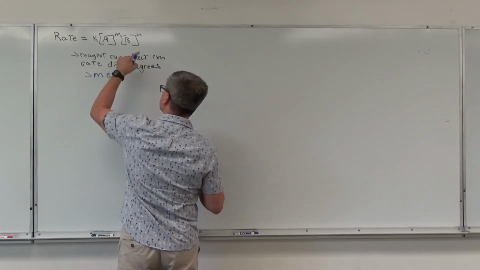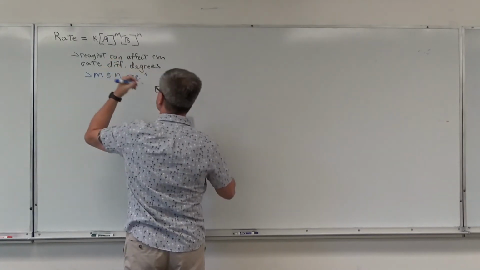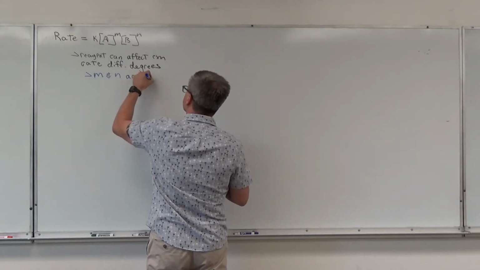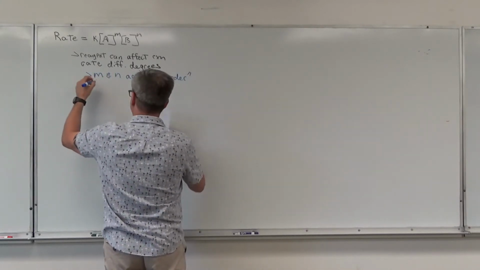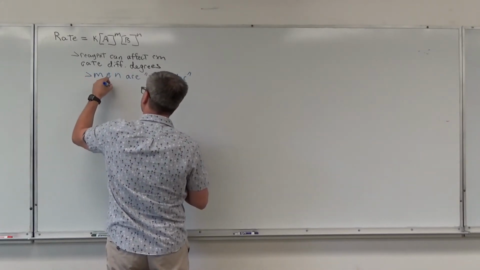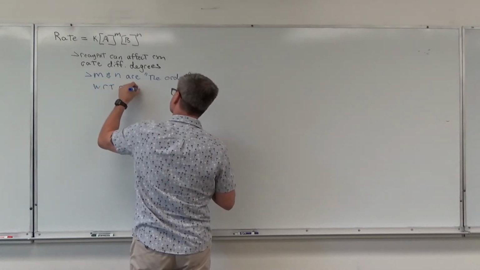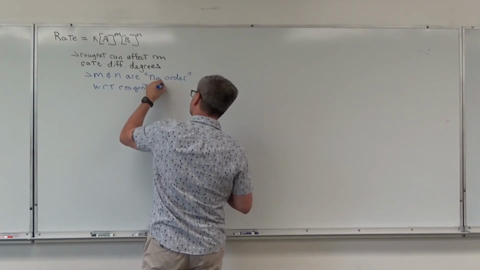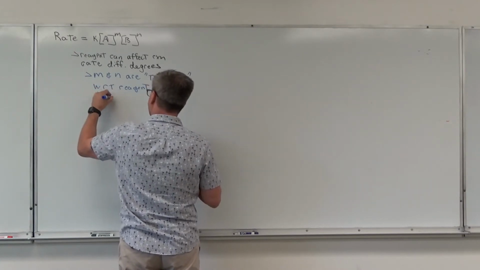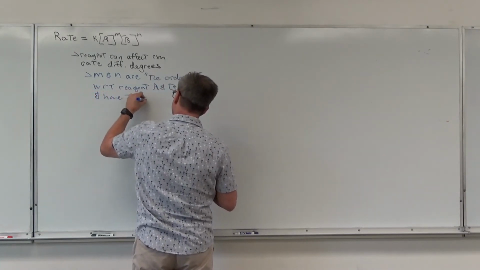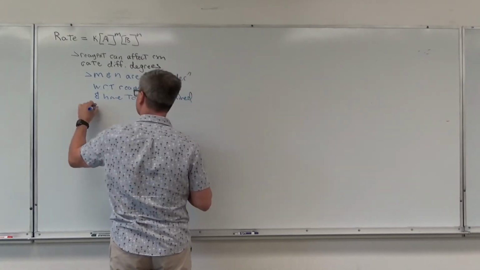M and N, the exponents of your individual reagents, are sometimes referred to as the order, with respect to that particular reagent, and have to be determined experimentally.